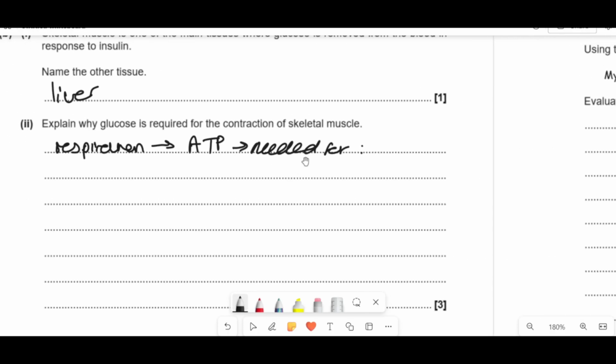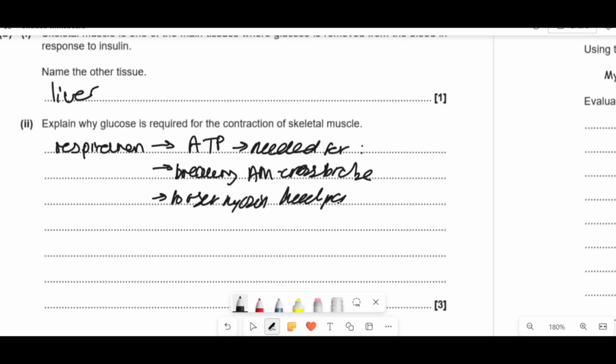So the ATP is needed for, number one, breaking the actin-myosin cross-bridge. Just being lazy and writing it short for the sake of time. As well as that, it's needed to reset myosin head position.